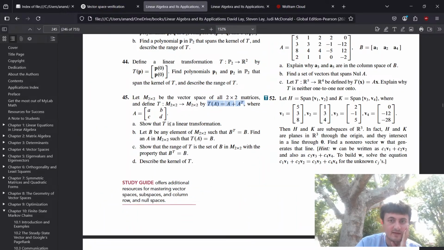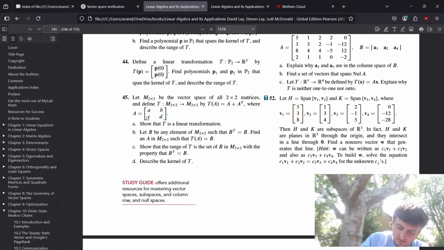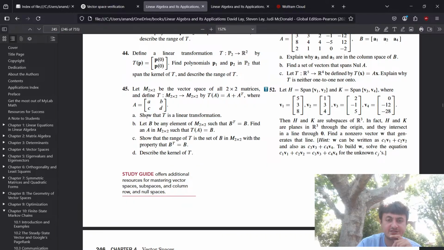So we showed the first part of linear. Now we just need to know that T of c times A is equal to c times T of A. So we're gonna get like cA, or wait, let's call it xA, xB, xC, xD. And then you transpose that, it's the same. It's the same. So it's a linear transformation.